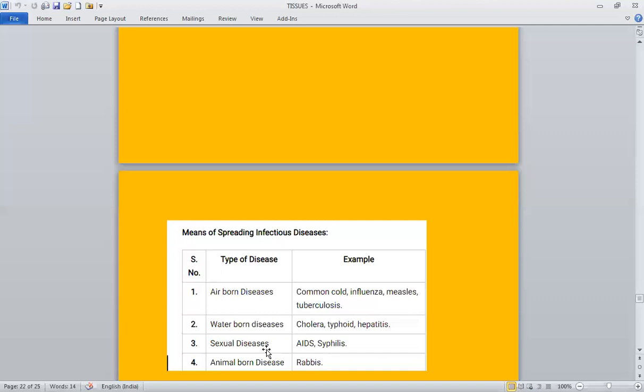Then through sexual contact, AIDS and syphilis are the diseases which spread through sexual contact. You know what AIDS is? AIDS is acquired immunodeficiency syndrome. And sexual relationship with the infected person is highly risky. Contact with body fluids of such persons may result in a new infection. So we should be aware of all these things.